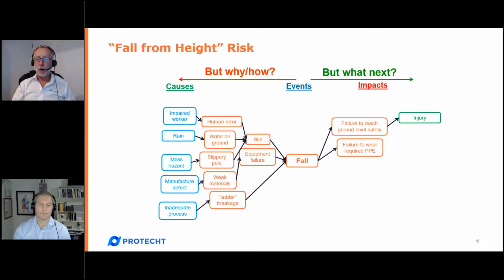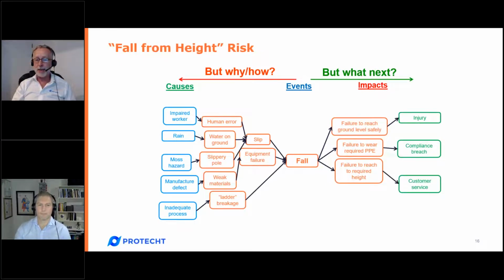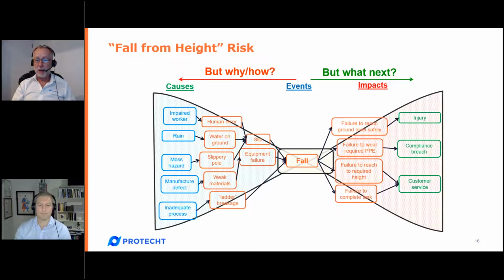Failure to wear the required personal protective equipment leads directly to a compliance breach, and that is where the compliance risk kicks in. Failure to reach the required height means we can't fix the equipment, means customer service has suffered, and failure to complete the task means the customer service has suffered. An outline around that, and we have the beautiful inherent bow tie, root cause to impact.